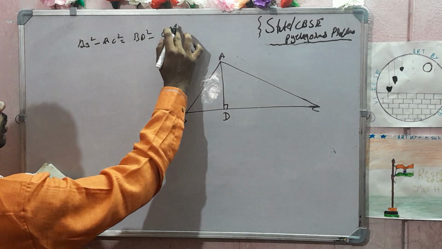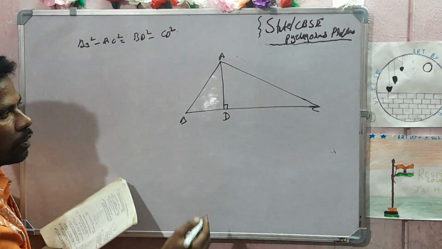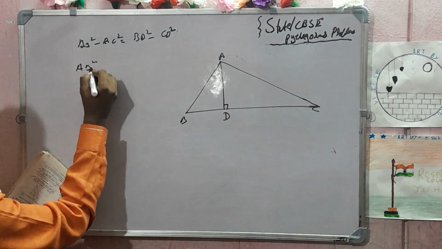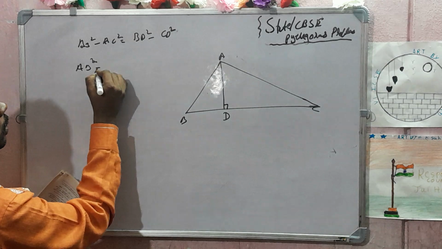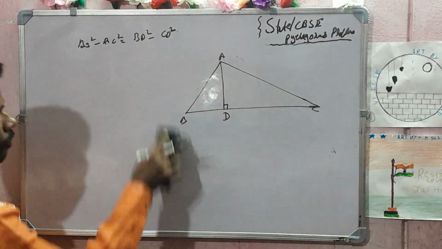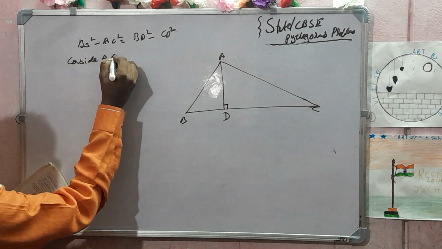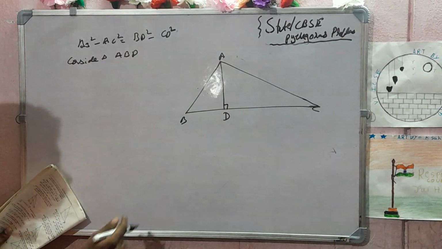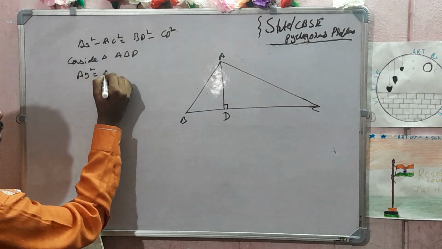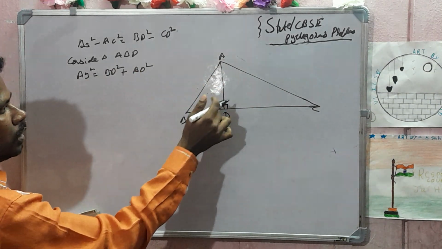So this is a straightforward question. There is no confusion at all. AD is perpendicular to BC, given. Consider triangle ABD. In triangle ABD, apply Pythagoras theorem. AB square is equal to the square on the hypotenuse, which is BD square plus AD square.